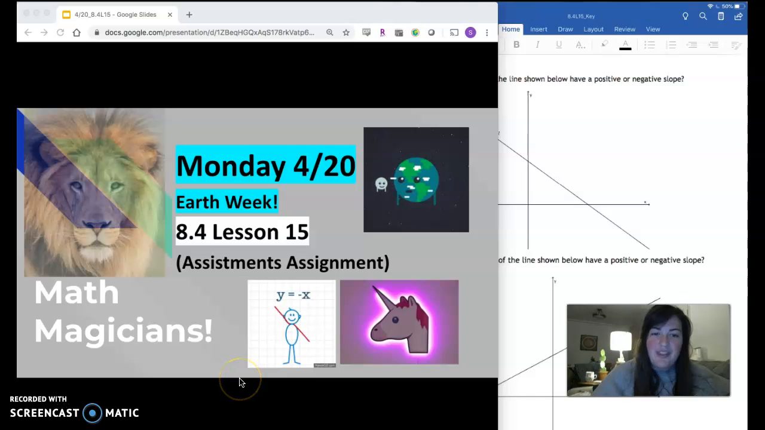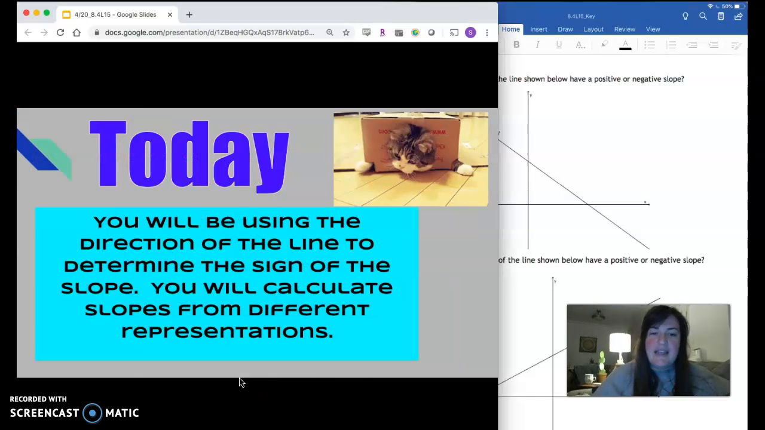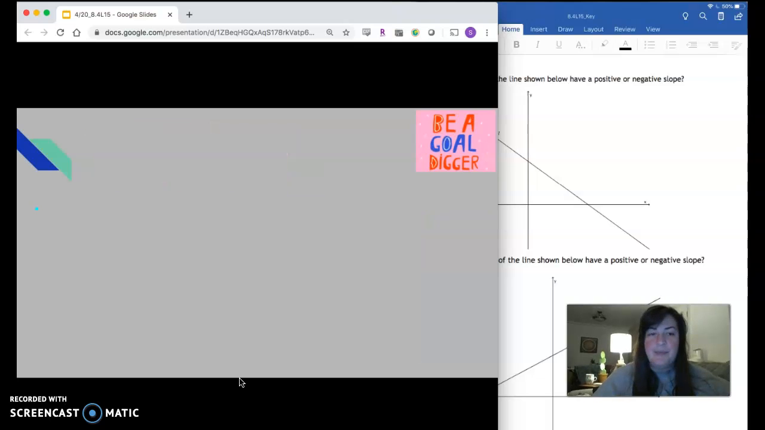So, it is Monday. What are we doing today? We are going to be using the direction of a line to determine if the slope is positive or negative. And then we're just going to practice calculating slope, from either a graph or a table. Easy peasy, lemon squeezy.